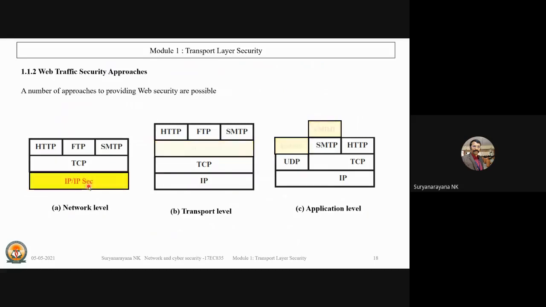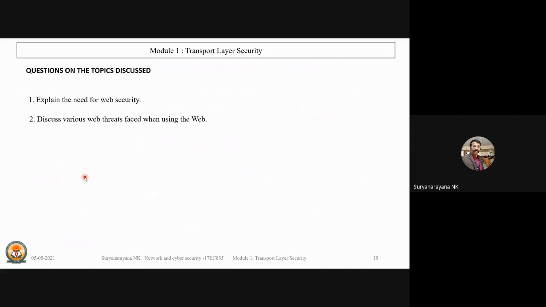We are going to study the detailed concept of TLS security in module 1, then email security in module 2, and IP security in module 3 in subsequent sessions. What questions can one expect based on the topics in the syllabus? The questions expected are: explain the need for web security, and discuss various web threats faced when using the web. So these are the two questions we can expect.